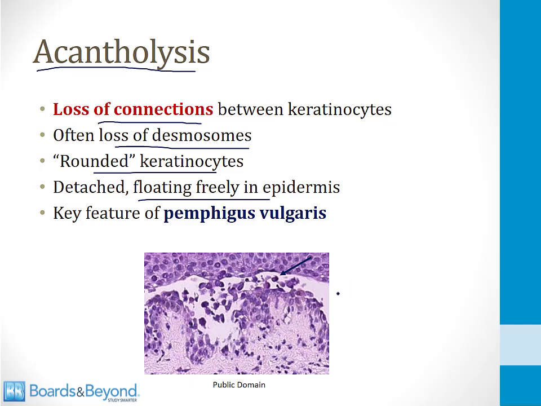This is a picture of acantholysis on the screen here. You can see these rounded keratinocytes. They're freely floating, and they've created this space in the epidermis that can fill with fluid, and that's what can lead to blister formation. And it's very high yield to know that acantholysis is a hallmark feature of pemphigus vulgaris.